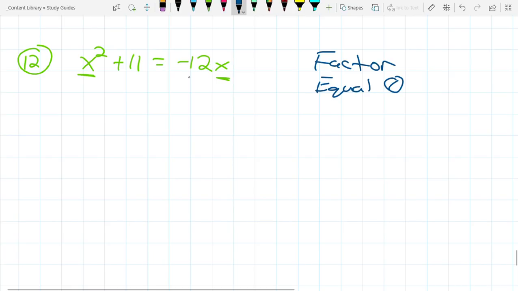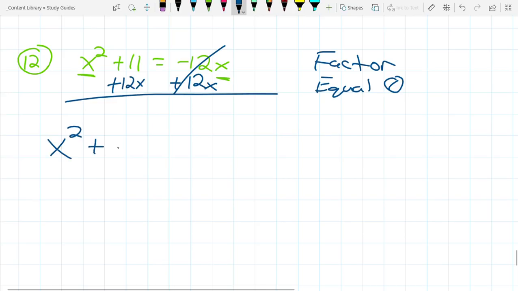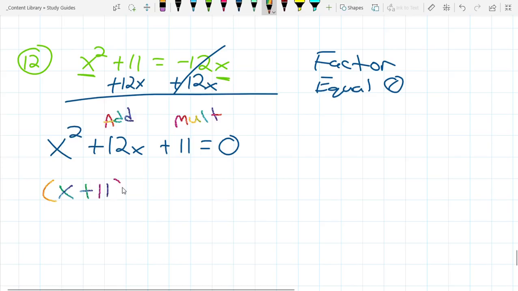So to get a 0 over here, we could add 12x, because they would cancel. Add 12x to the other side. So now we have x squared plus 12x plus 11 equals 0. Now we're set up to factor. So this is a diamond again. What adds to give me 12 but would multiply to give me 11? Well, there's only one way to multiply to get 11 with whole numbers. That's an 11 and a 1, which if we did 11 plus 1, that would also give me the 12.